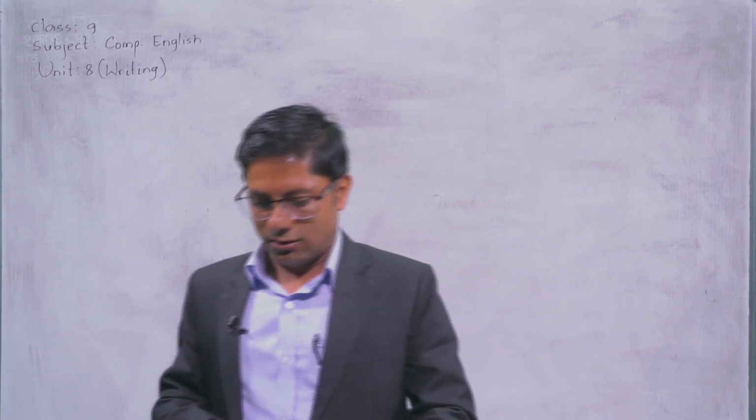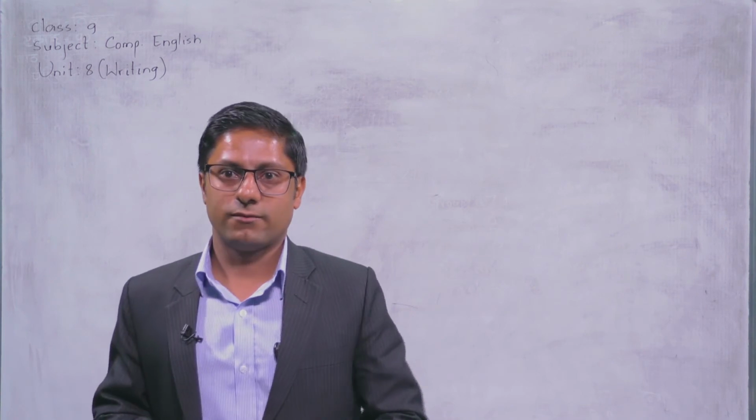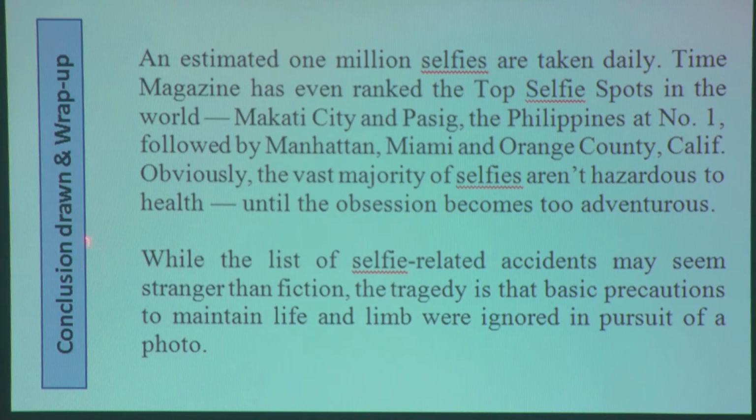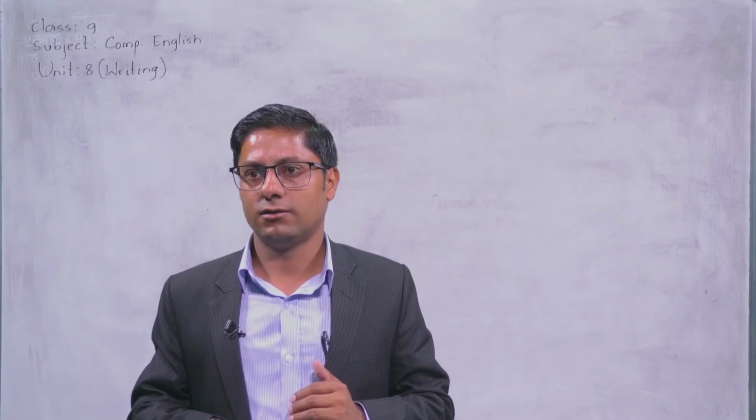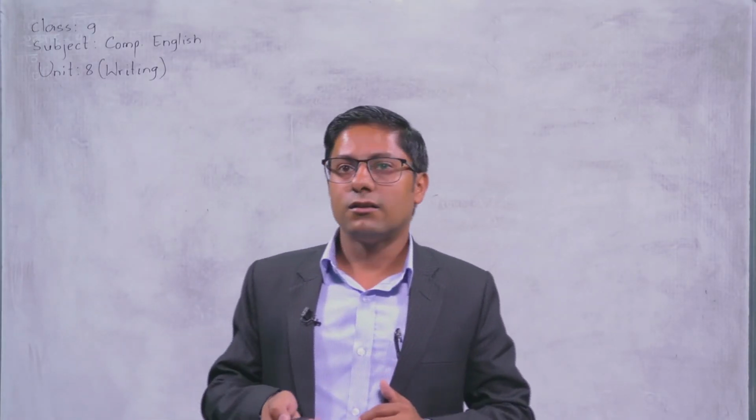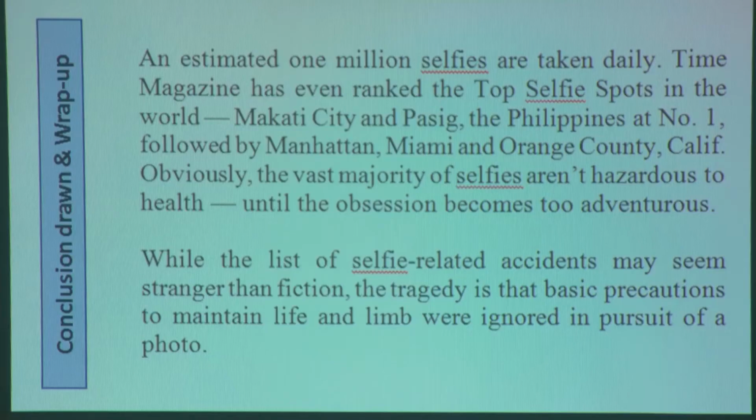Similarly, look at your next part, the conclusion drawn and wrap up section. That means after you give details or examples, or you complete the main body of your writing, then you have to conclude your writing. Look at these two paragraphs here. These two paragraphs are related to the conclusion. So this is a concluding paragraph.